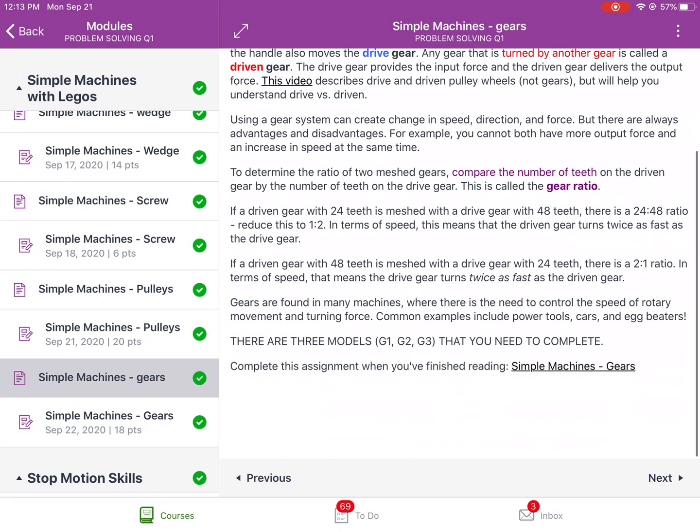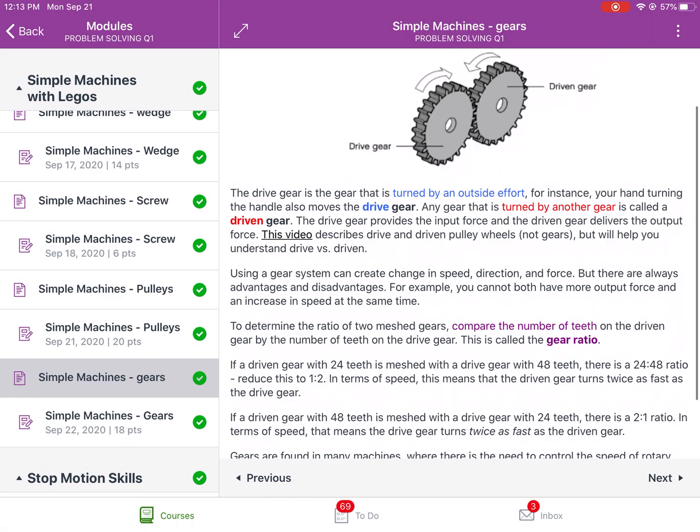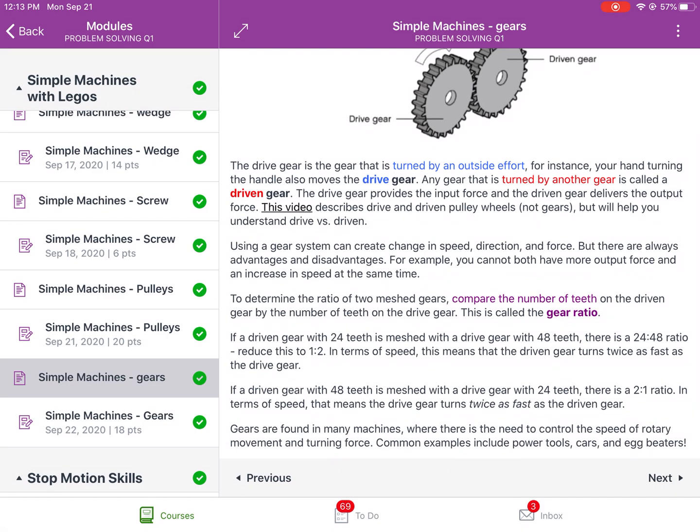So just remember, you are always comparing driven to drive. Driven to drive.